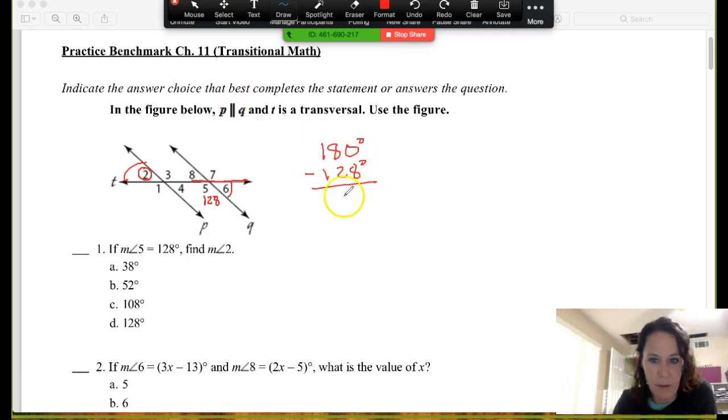Anytime you have a straight line and two angles sharing it, that means they're supplementary or they add up to be 180. So I'm just going to go 180 minus 128. And what's that going to give me? 52. So I know angle 6 is 52 degrees. These two add up to be a full line. 180 degrees is a full line. And I know angle 6 is congruent to angle 2. So if 6 is congruent to 2, I know that angle 2 is also 52 degrees. All right, on to number 2.